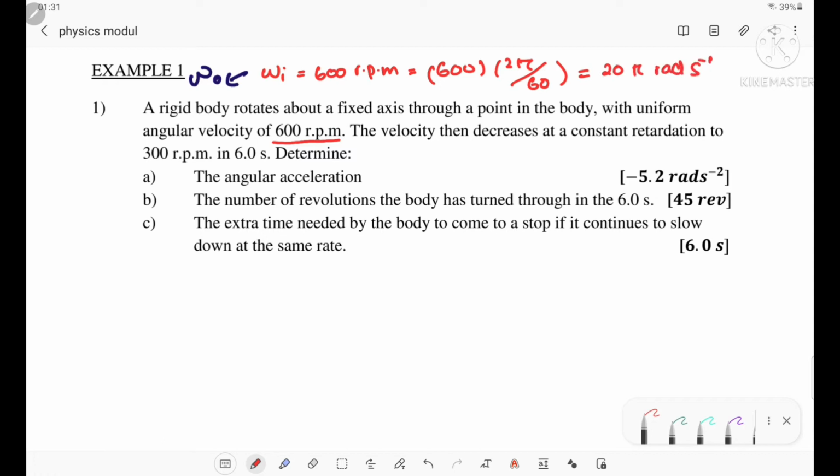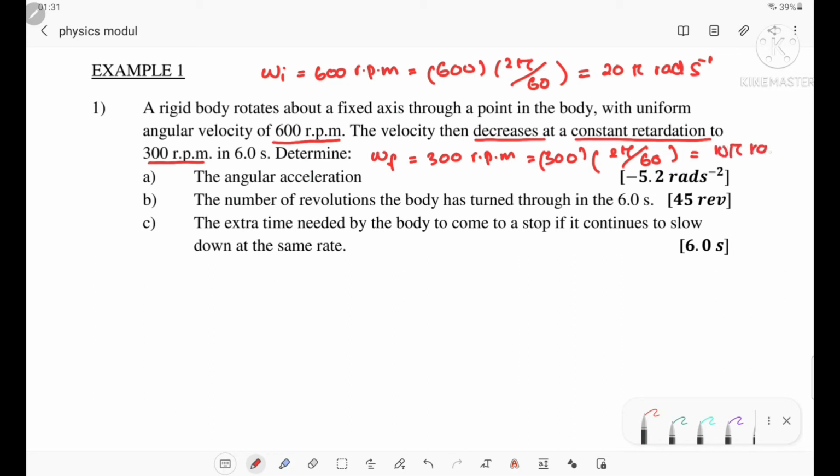For the initial velocity. And then the velocity decreases at a constant retardation to 300 revolutions per minute in 6 seconds. So you need to convert also the final angular velocity. It is 300 revolutions per minute. Convert into radian per second: 300 times 2 pi divided by 60, and then you will get 10 pi radian per second.